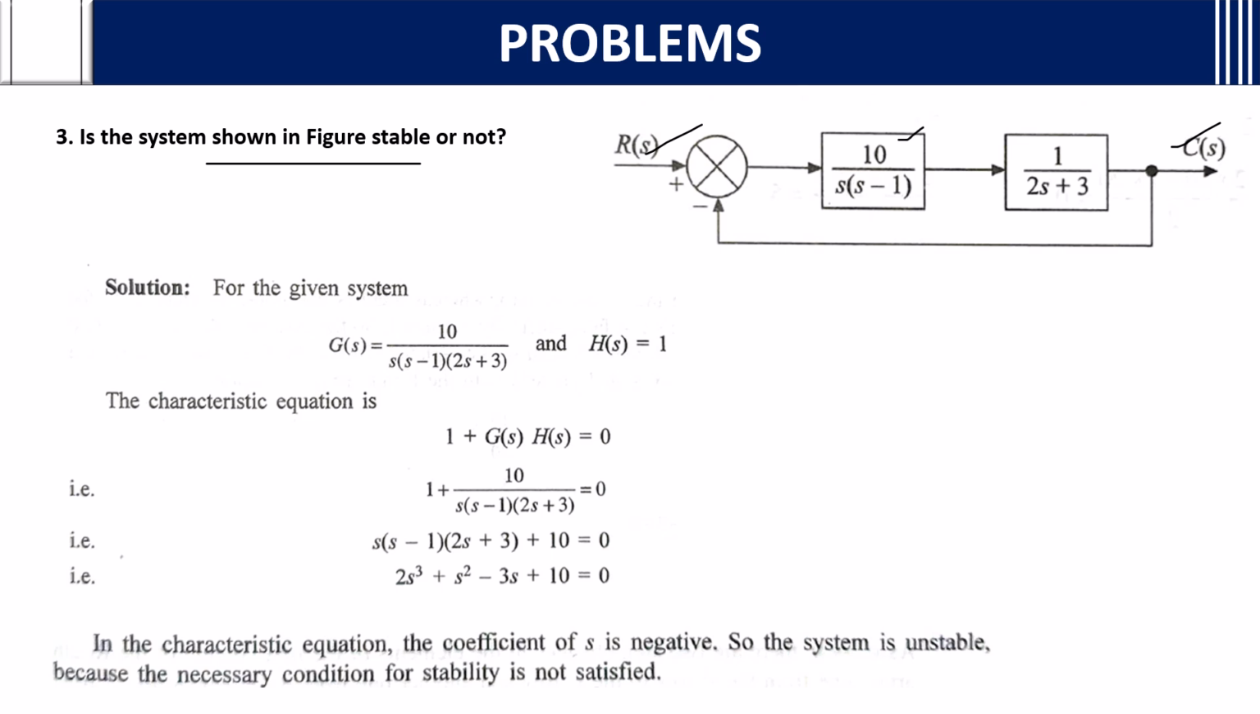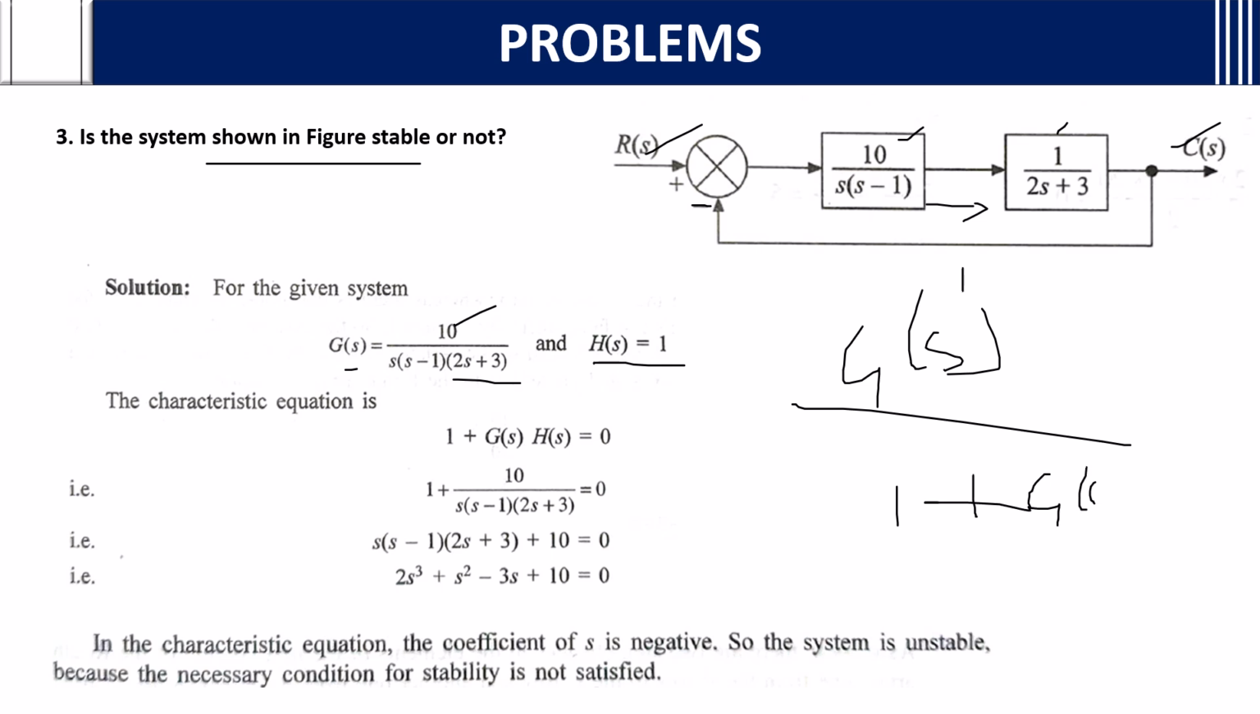This is the G value. Then G of S is given as 10 by S into (S minus 1) into (2S plus 3). As they are in cascade form, you can multiply 10 by S into (S minus 1) into 1 by (2S plus 3). H of S is 1. As it is negative feedback, here there is no need to write G of S by 1 plus G of S into H of S.